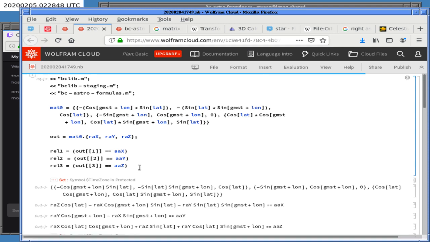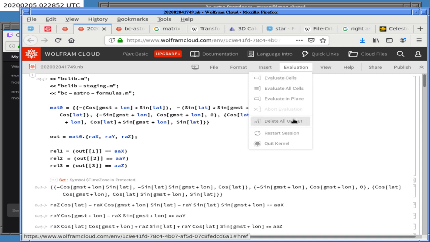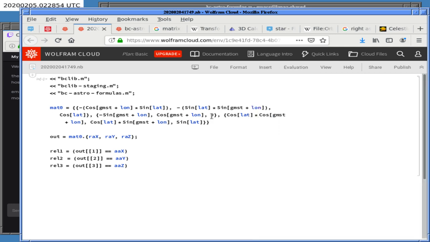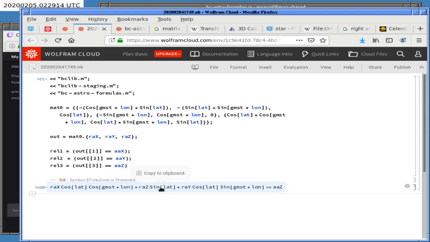Okay. Oh. That was actually pretty good. So delete all output. I do want to see my matrix. Well, actually, I probably don't want to see my matrix. So just show me rel 3 to show me that you're still working. Come on. My system is a little bit heavy, but not that heavy. Okay. There we go.